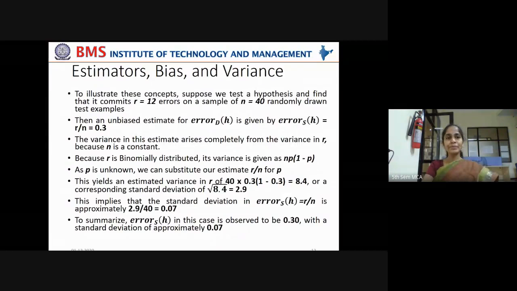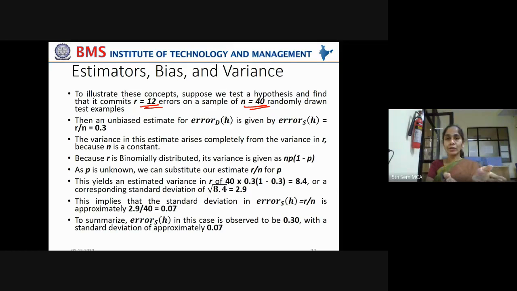Now, to illustrate these concepts, suppose we test a hypothesis and find that it commits. Simple thing, what all we have studied, we are just illustrating with an example, so it will be easy for you to understand. Last slide, okay? Don't fall asleep. Listen carefully. To illustrate the concepts we have learned so far, suppose we test a hypothesis and find that it commits 12 prediction errors on a sample of 40 data points. Now your model is ready, having been trained with all the training examples.